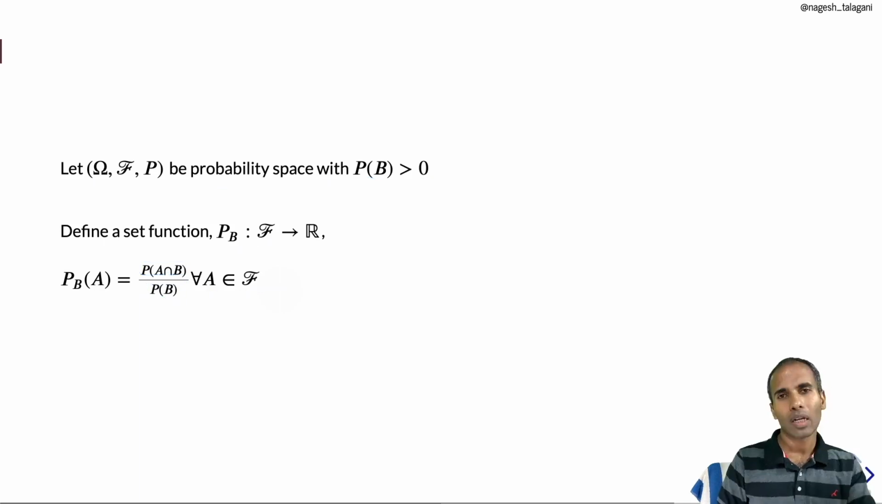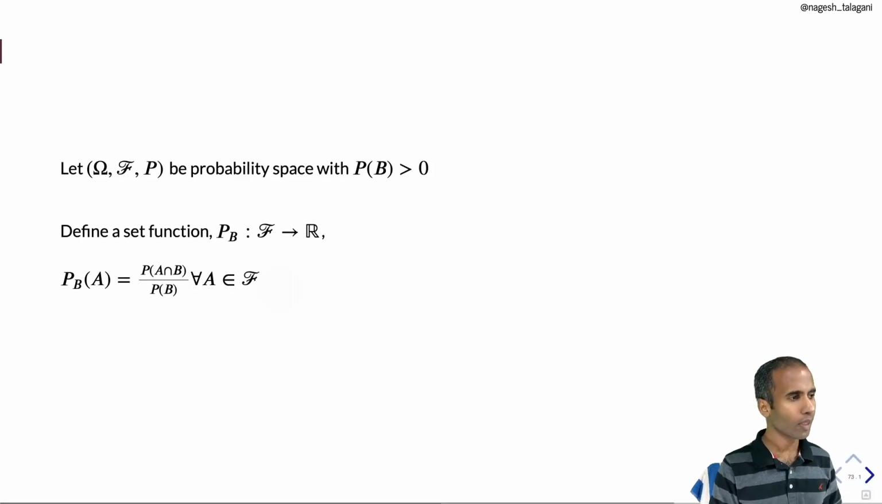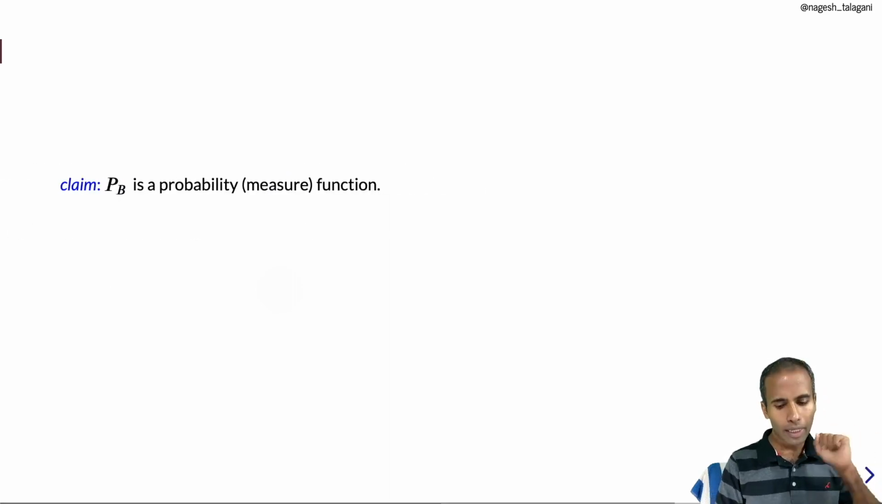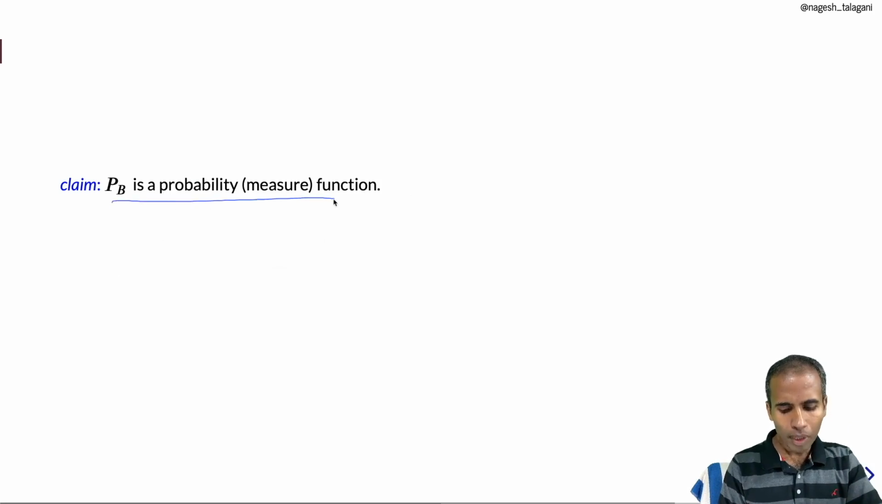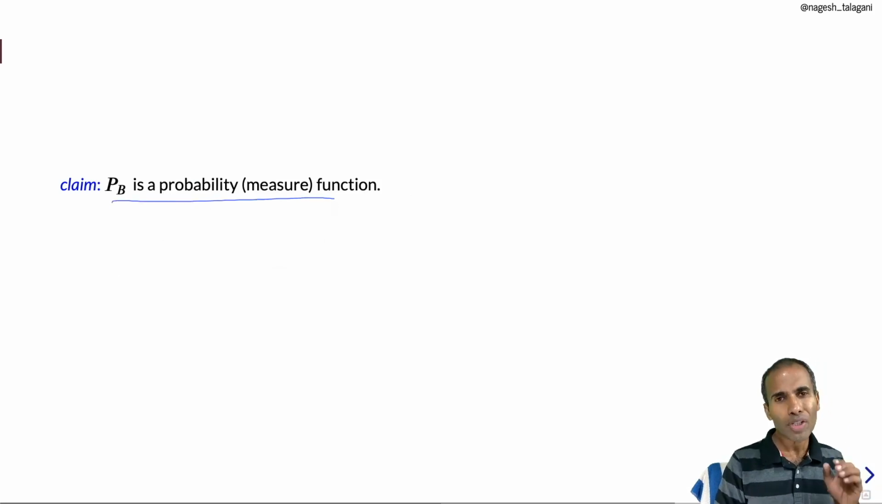Now we are going to show that this updating rule of P_B is indeed a valid probability measure. For that, we need to verify the three axioms of probability. The claim: P_B is a probability measure. We are going to check the three axioms one by one. Axiom 1, non-negativity. Axiom 2, certainty. Axiom 3, countable additivity.